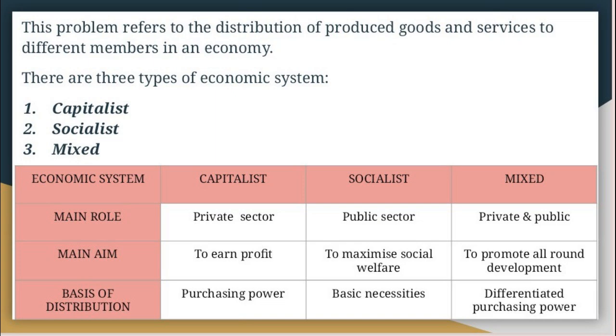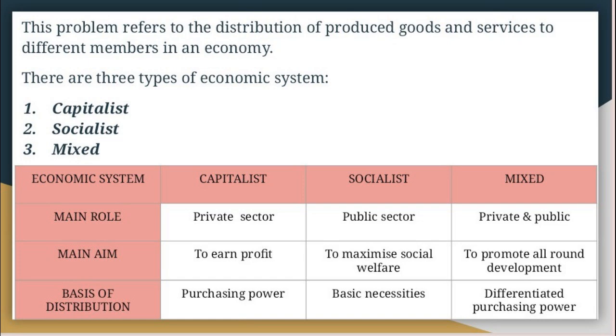There are mainly three types of economic system prevailing. First is capitalist economic system, next is socialist economic system, and the third one is mixed kind of economic system, which our country, that India, uses and follows. So the three economic systems are capitalist, socialist, and mixed. And now we will see whose role is important in which kind of economic system, what is the main aim and the basis of distribution.